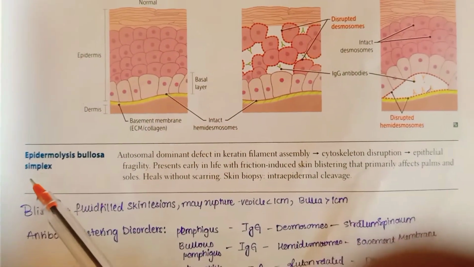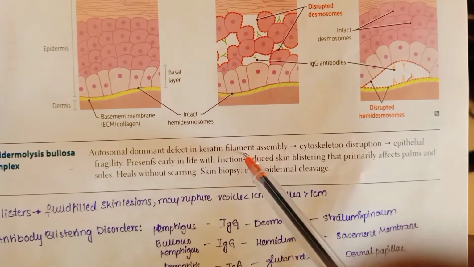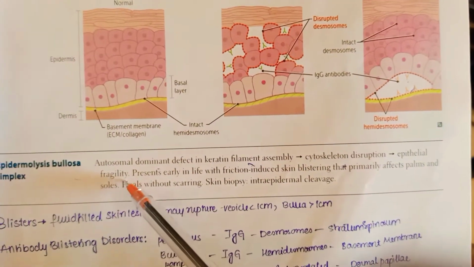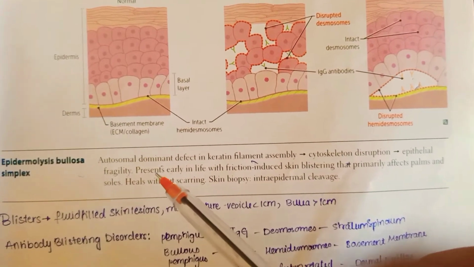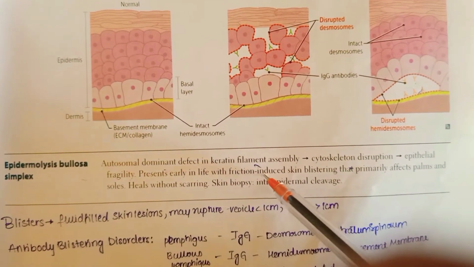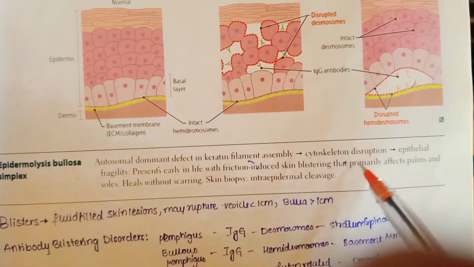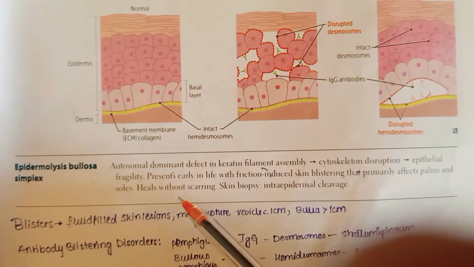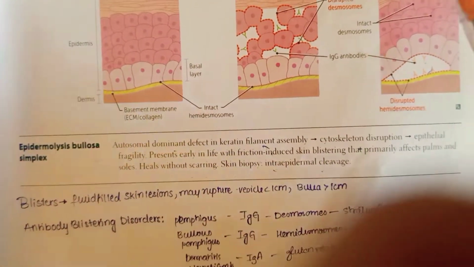Now coming to epidermolysis bullosa simplex. It is autosomal dominant, a defect in keratin filament assembly. So the cytoskeleton is getting disrupted and there is epithelial fragility, because without the cytoskeleton the epithelium is very fragile, and it's present in early life. Friction-induced skin blistering. Whenever there's friction, the bullae form, primarily affecting palms and soles because there is more friction over here, and it will heal without scarring. Skin biopsy shows intraepidermal cleavage.